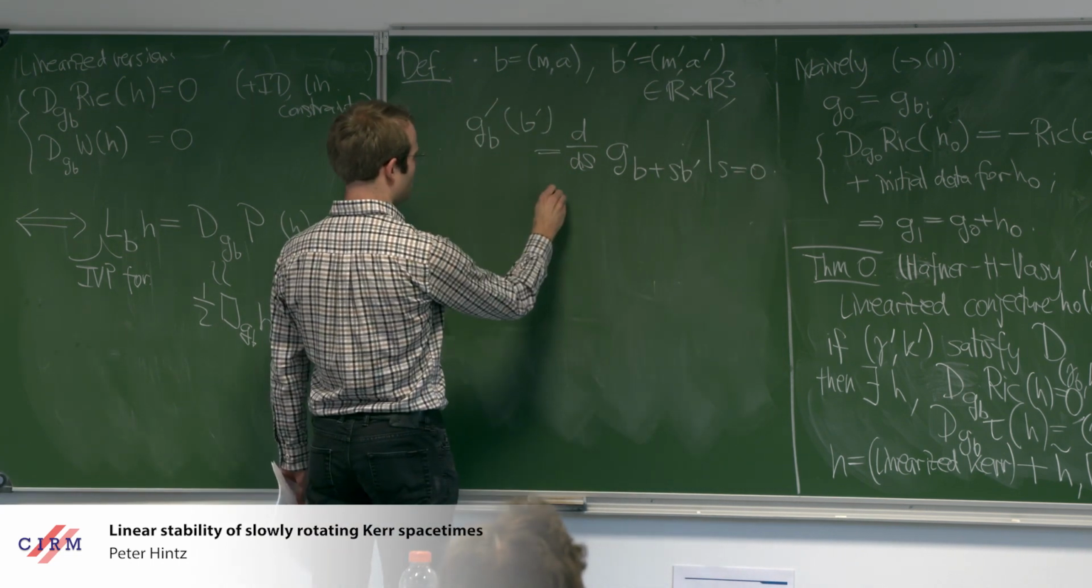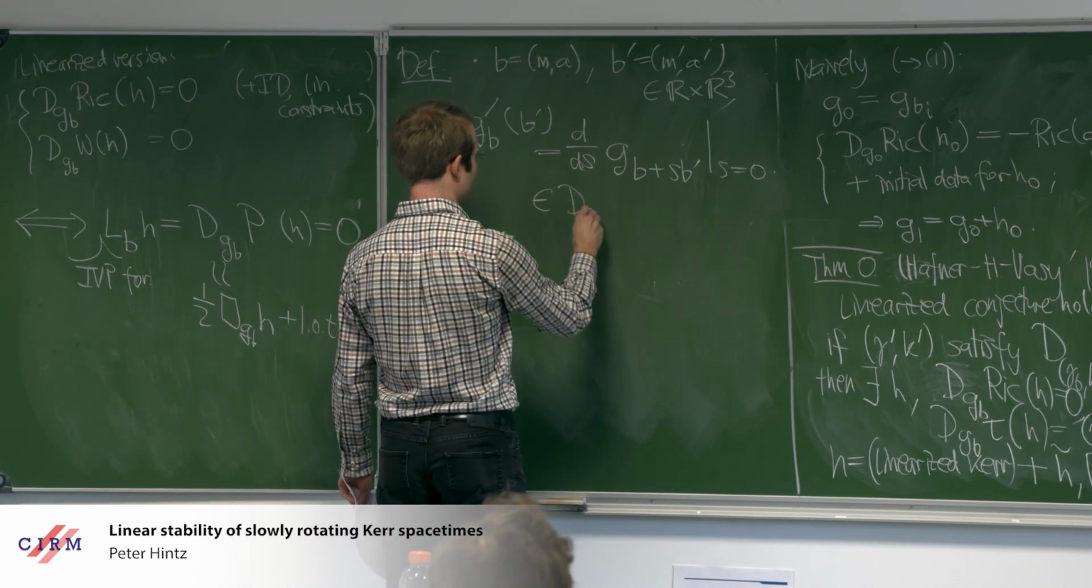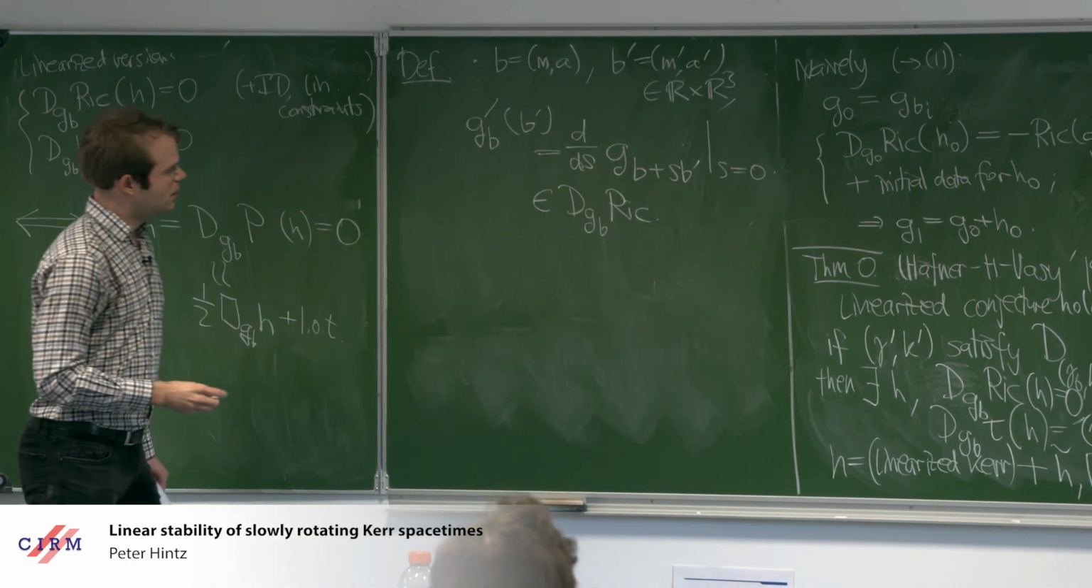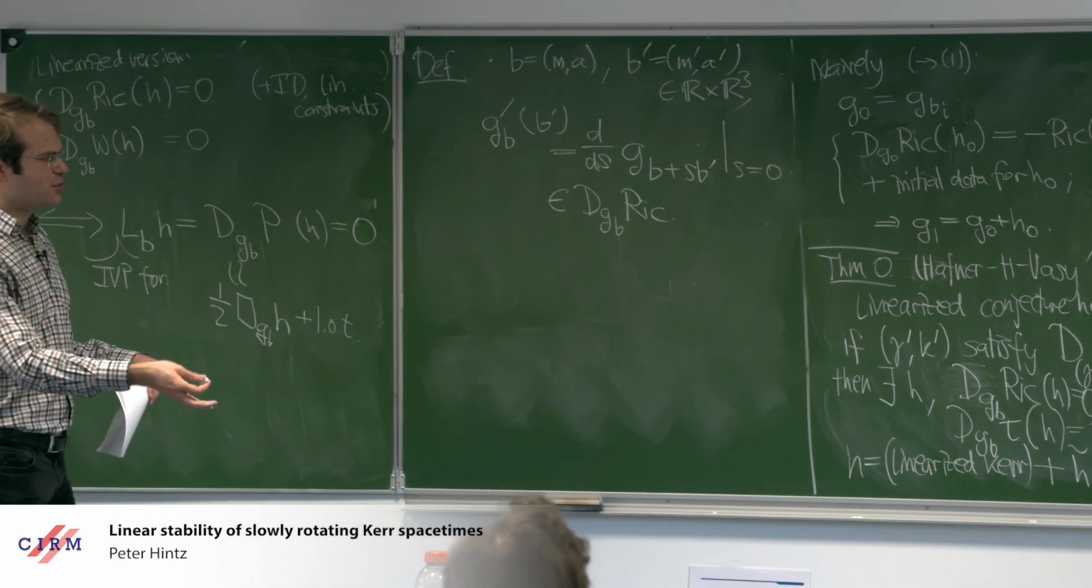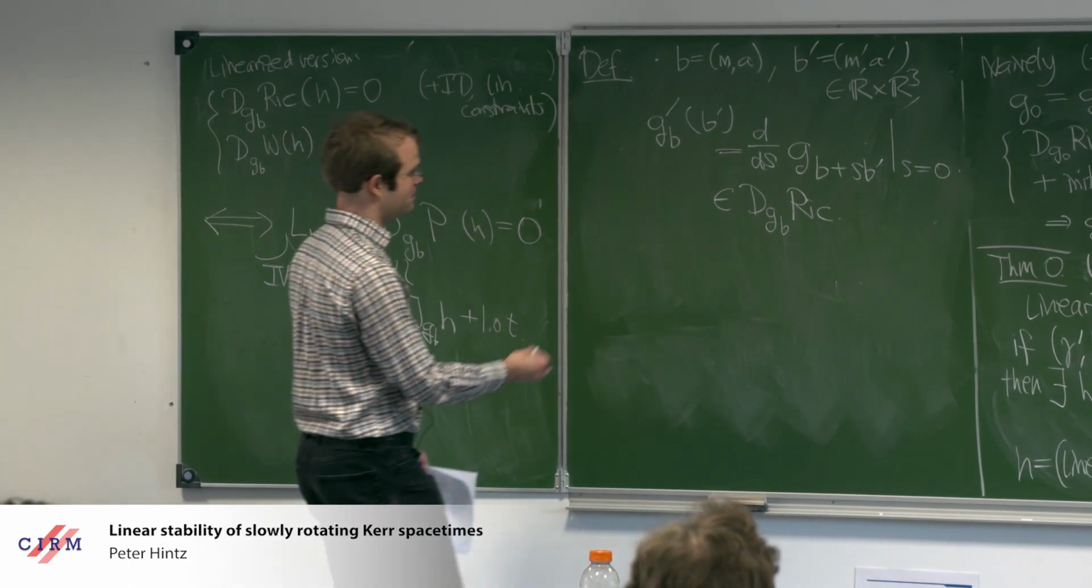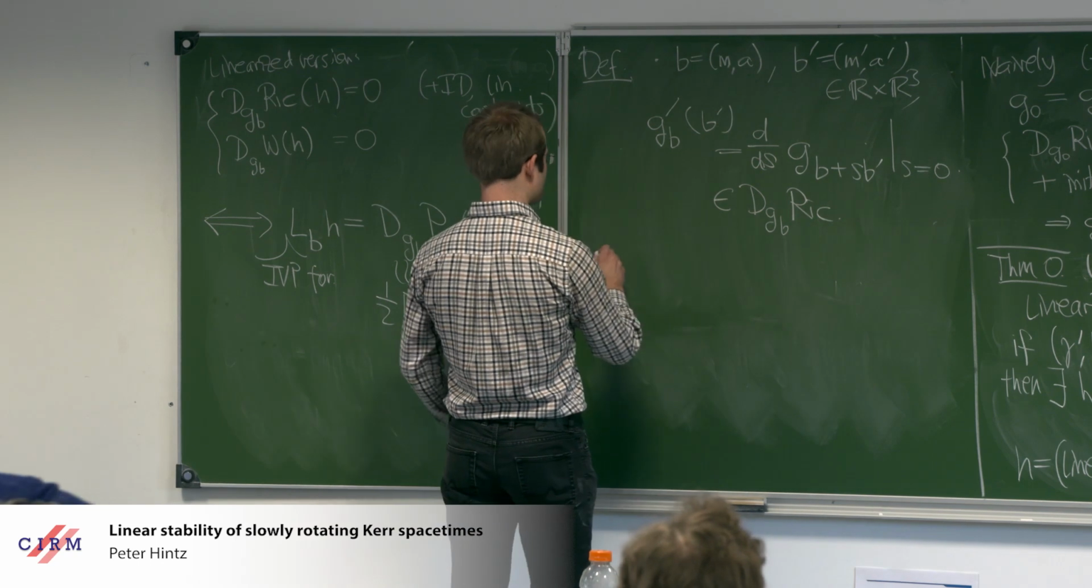Okay? And so this is a particular solution of the Einstein vacuum equation. Right, it just follows: you have a family of solutions of the nonlinear equation. That means that the linearization of the family solves the linearization of your nonlinear equation. Okay, so that's the first definition.